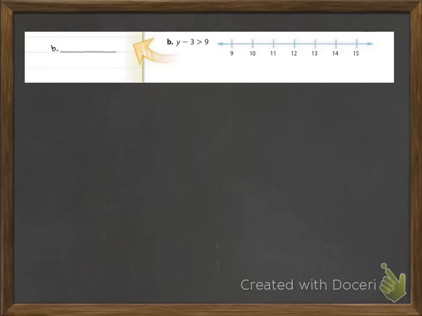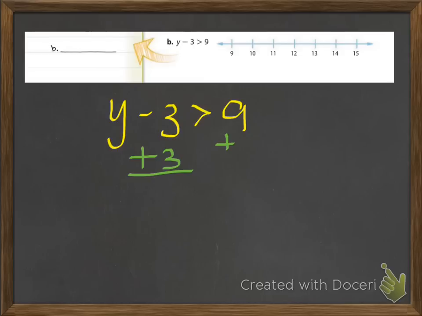All right, on problem B here, you should have written y minus 3 is greater than 9. Then identified the variable is y. So we're going to add 3 to both sides because 3 is being subtracted first. 9, 10, 11, 12. So now we get y is all the numbers that are greater than 12.